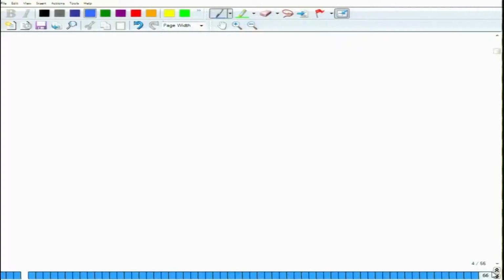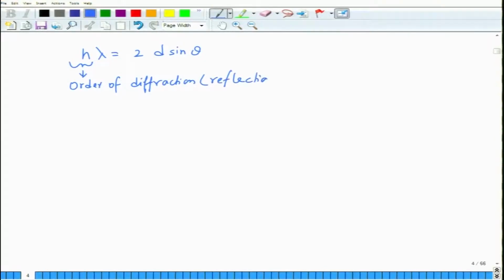Now, next thing I would like to come upon is what is the significance of, in the equation n lambda is equal to 2d sin theta, what is the significance of this factor n, which we said it was order of diffraction. In some cases they also called as order of reflection. Okay, reflection is a misnomer, but it is used very frequently.